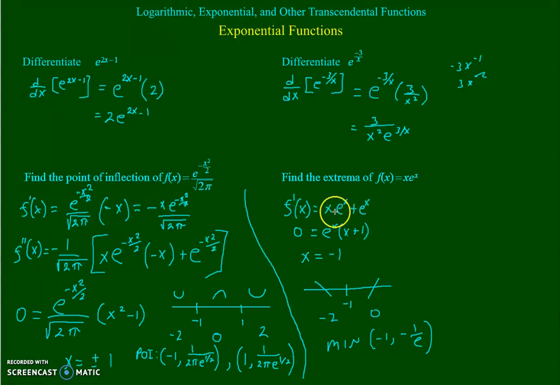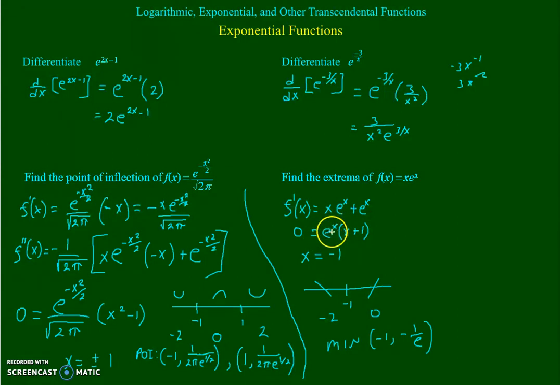Now here we can pull out an e to the x. Each one of these terms has a common e to the x term. So we pull that guy out front, and we end up having as our final form e to the x times x plus 1. And again, just like in the previous example down here, this exponential never goes to 0.